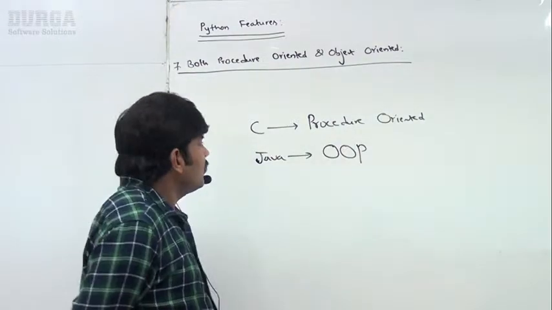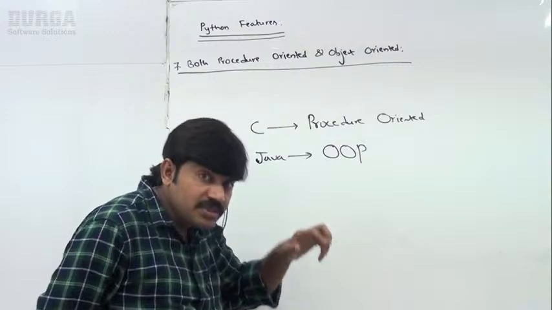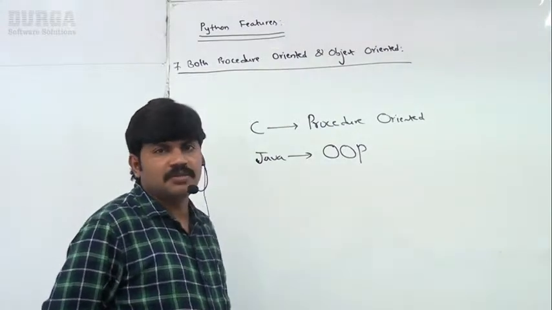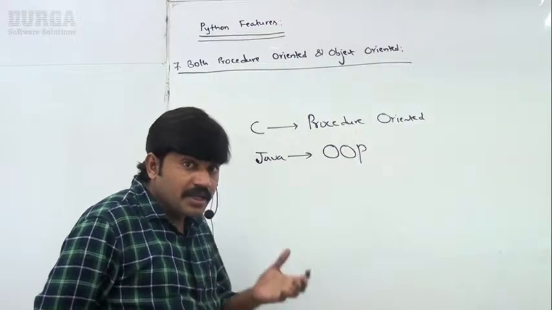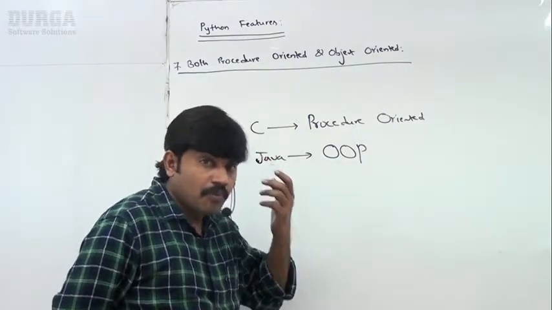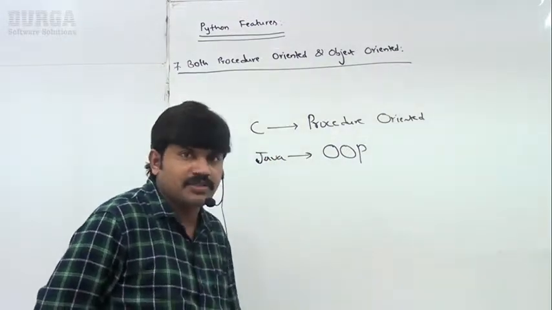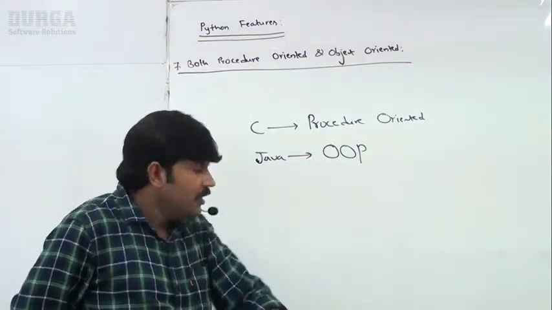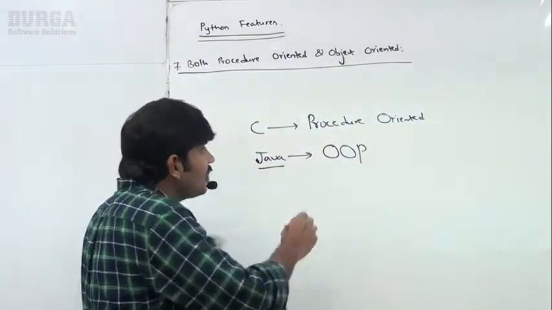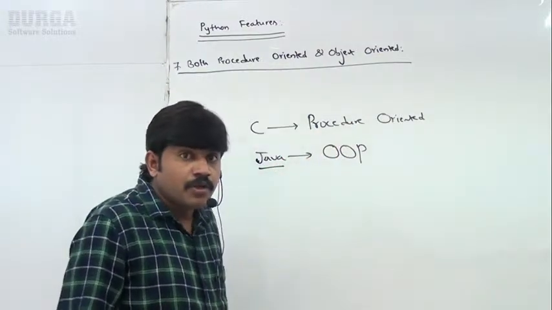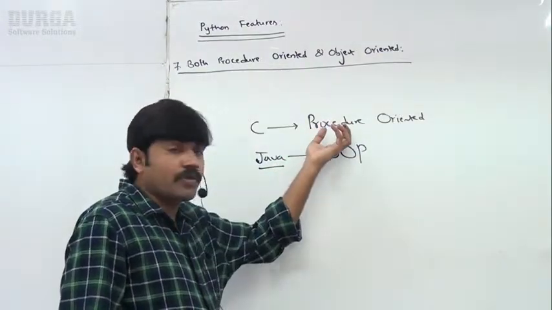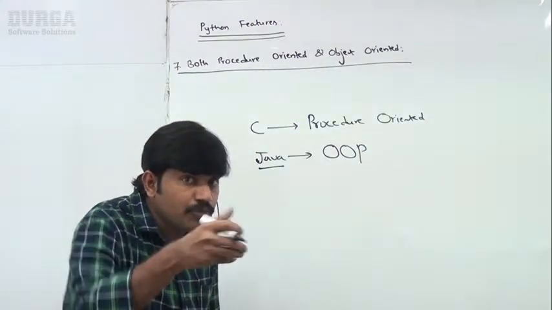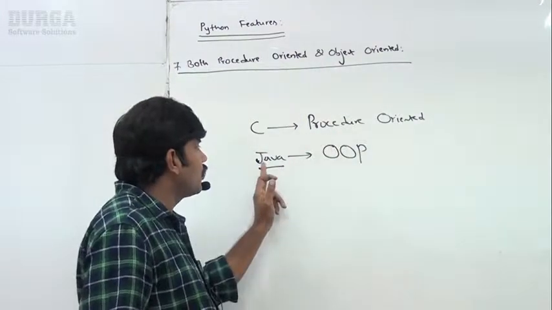Sir, now observe, C language is missing the benefits of OOPs. Are you getting it? In OOPs, beautiful concepts are there, like inheritance, polymorphism, encapsulation, these kinds of things, right? So C is missing the benefits of OOPs. Next, Java is missing the benefits of procedure oriented, that is, concise code, less code. Such beautiful procedure oriented features we are going to miss in Java, sir.